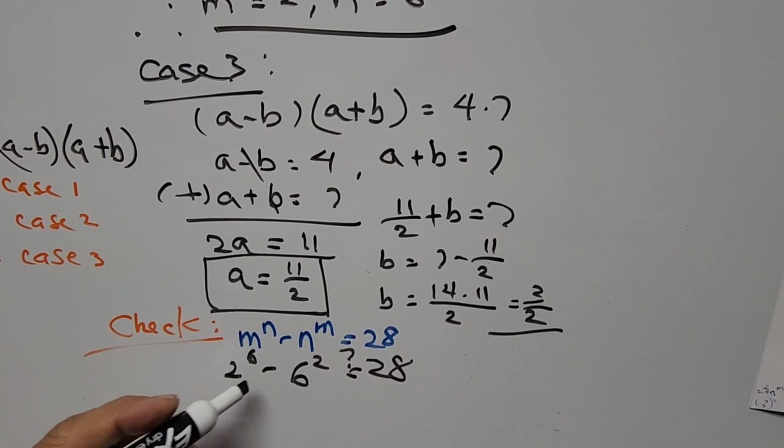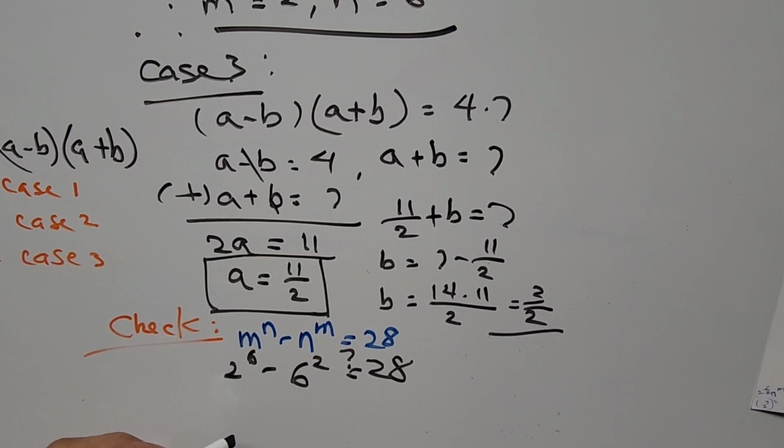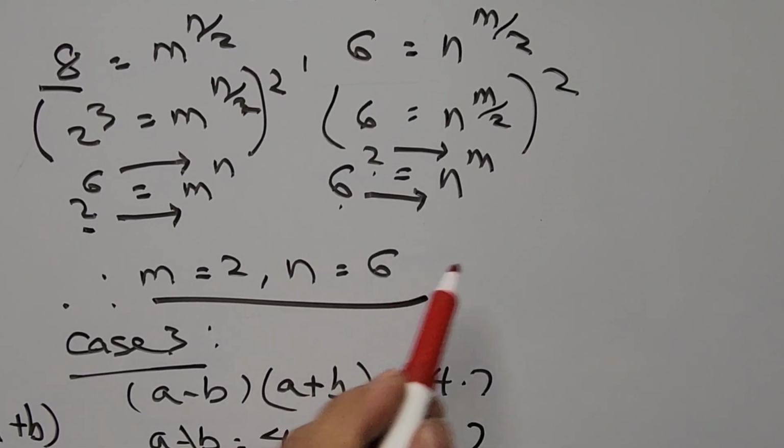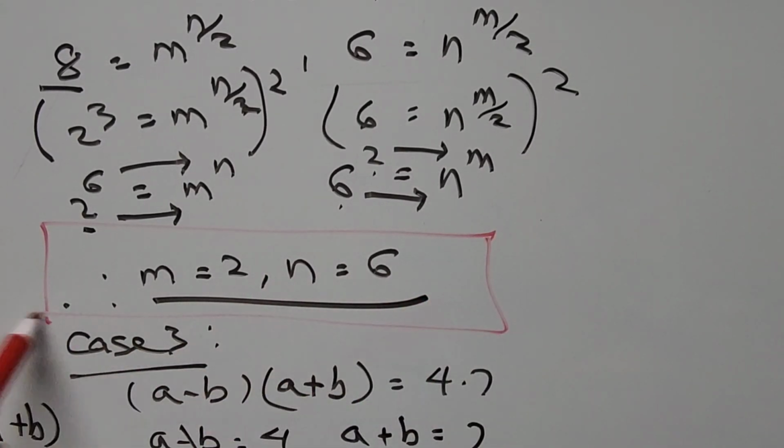So here 2 to the power of 6 is 64 minus 6 squared is 36. 64 minus 36 is what? It's 28, right? So this is 28 is equal to 28. So this means that the values of a and b, or m and n, are correct. m is 2, n is 6. So this is now our final answer.